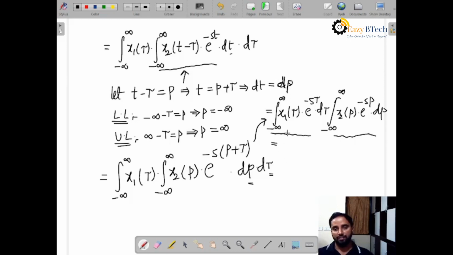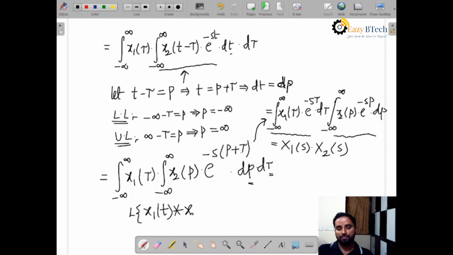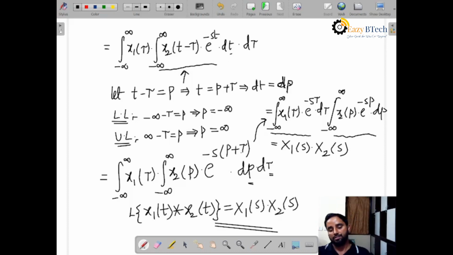So that is why the first integral says X1 of s and the second integral says X2 of s, that's all. So what is the Laplace transform formula here? The convolution property says that the Laplace transform of x1 of t convolution x2 of t is equal to X1 of s into X2 of s. So this is the convolution property.